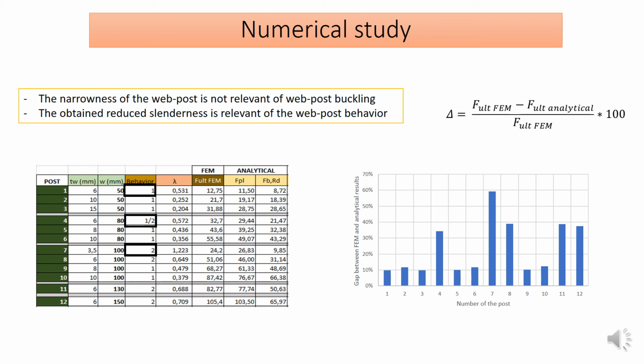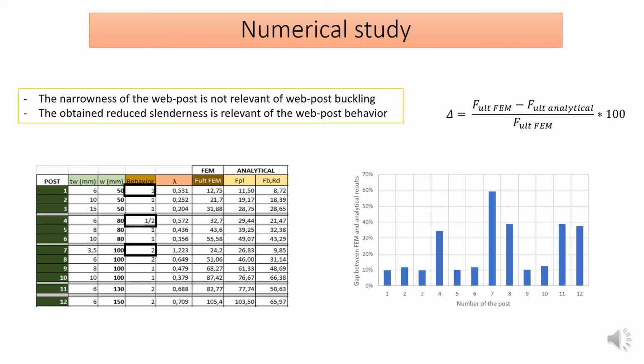The first observation that can be made is that the narrowness of the web post is clearly not relevant to the potential of buckling. For example, web post 1, 6 mm thick and 15 mm wide, plastifies, and web post number 12, 6 mm thick and 150 mm wide, buckles. However, it can be observed that the relative slenderness, lambda, is clearly relevant to define the web post behavior. As the reduced slenderness increases, the behavior changes from plastic to lateral buckling.